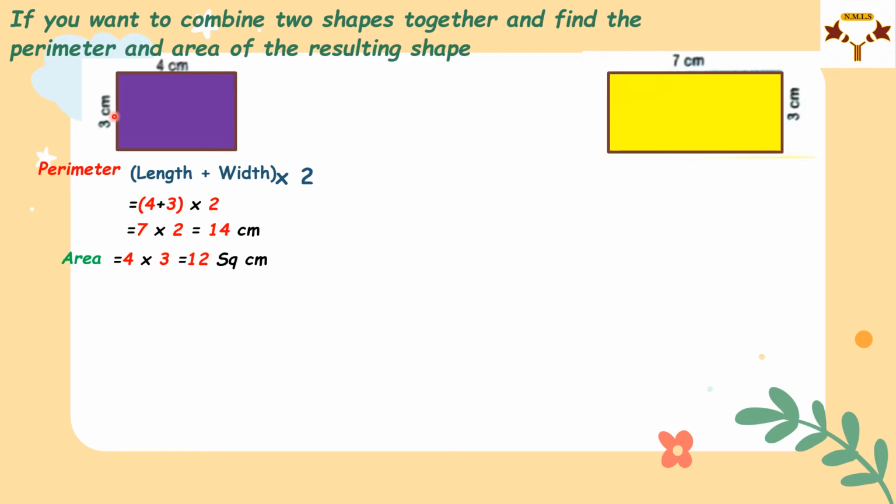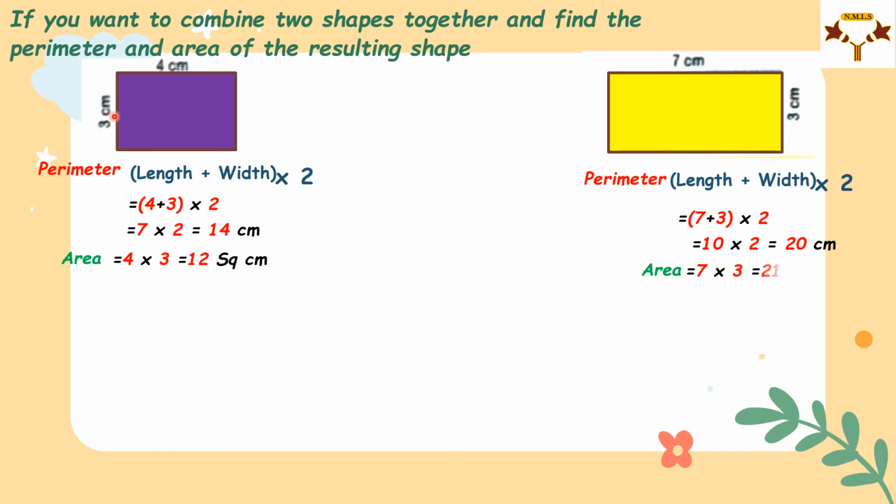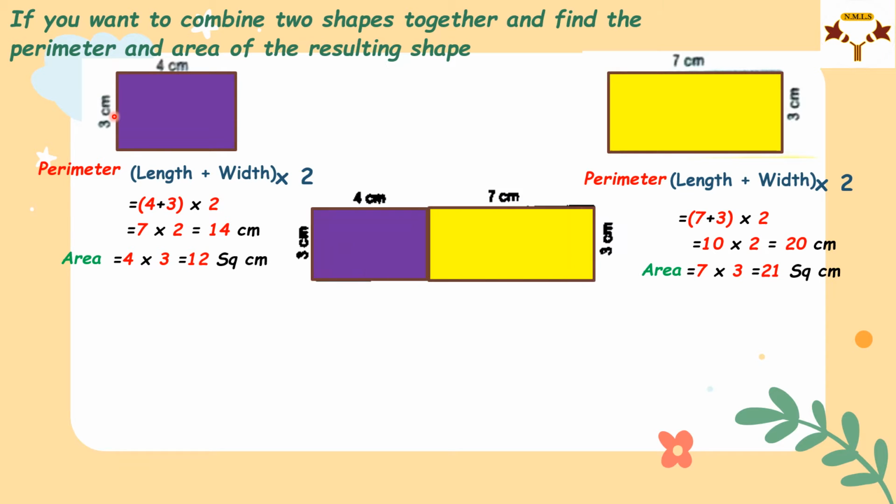And the yellow rectangle here, the length is 7 and the width is 3. So if you want to get the perimeter, it will be length plus width times 2. So 7 plus 3 times 2, 10 times 2 equals 20. And if you want to get the area, it will be 7 times 3. It will be 21 square centimeters.